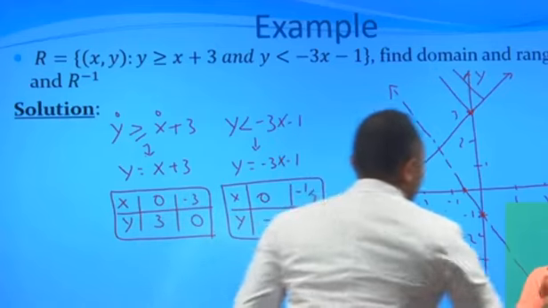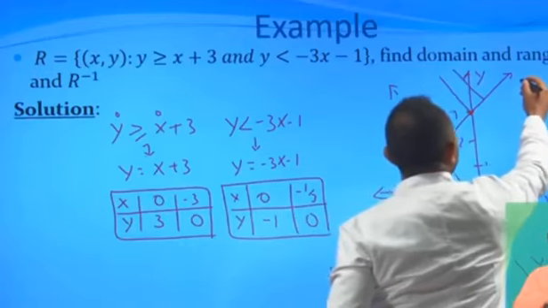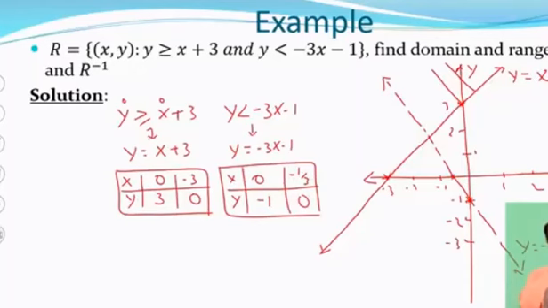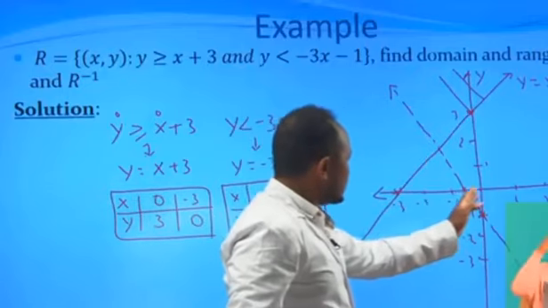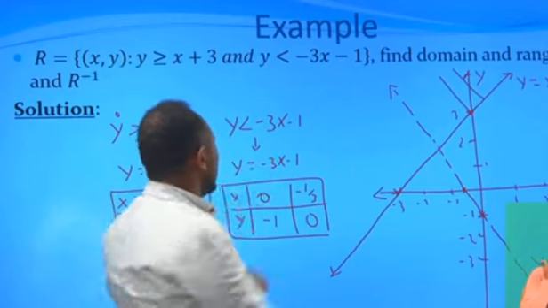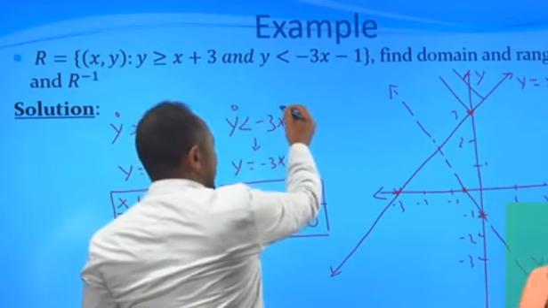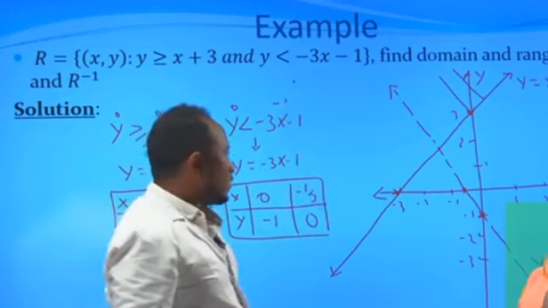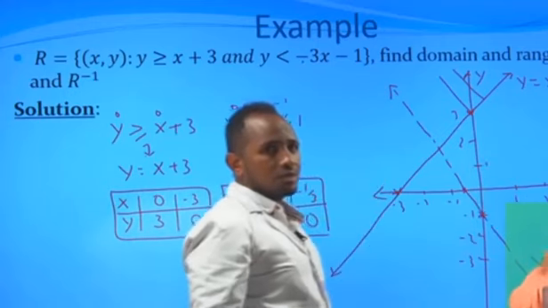This one is the boundary line, y is equal to minus 3x minus 1. This is a boundary line, y is equal to x plus 3. So let's check which part of this line will be shaded. Take 0, 0, put it here. 0 less than 0 minus 1, it is minus 1. 0 is less than minus 1, it is wrong. So this part is not part of our graph. It will be shaded to this side.